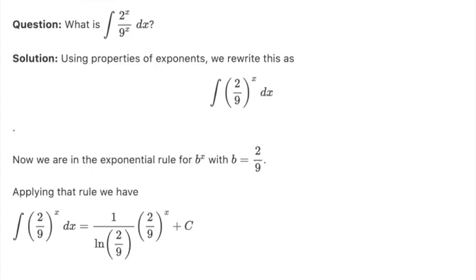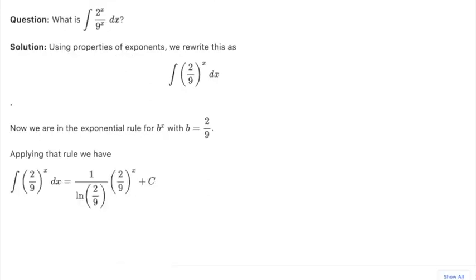You might see the denominator natural log of 2 over 9 rewritten as natural log of 2 minus natural log of 9. This is a property of natural logs. It is rare to see natural log of a fraction. Usually this property is used.